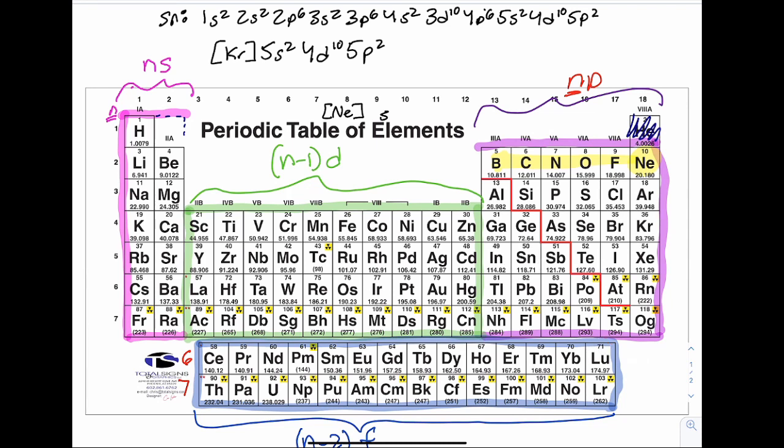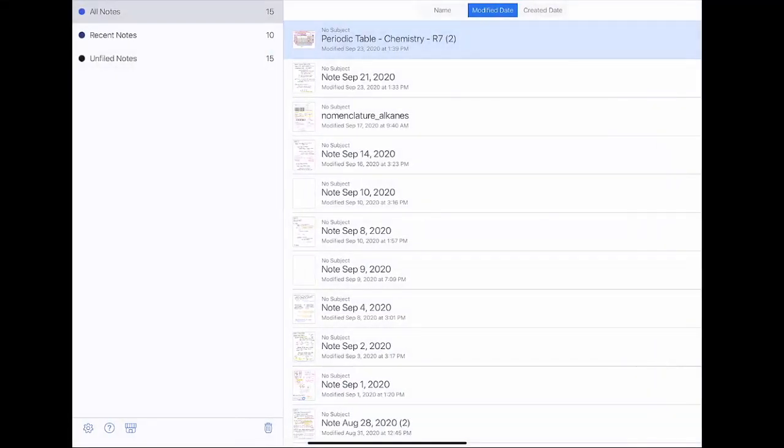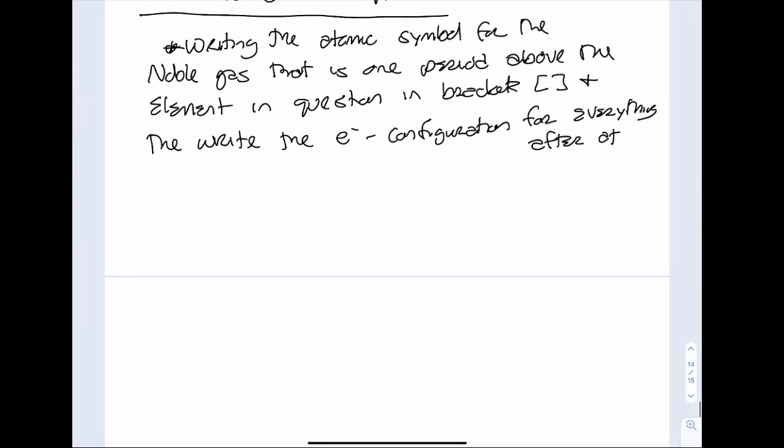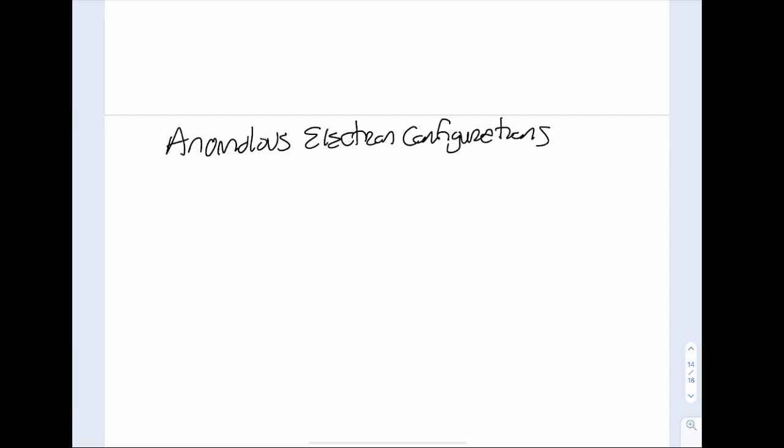There are a couple electron configurations that turn out to be different than what we would predict using our rules. So these are going to be anomalous. Anomalous just meaning they're different than what we would expect. So anomalous electron configurations.